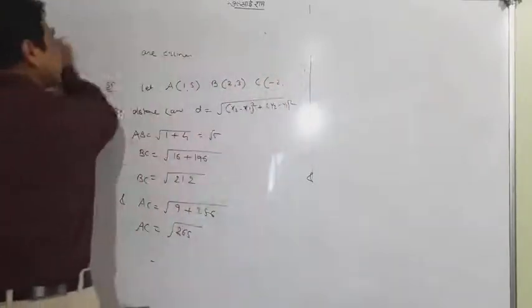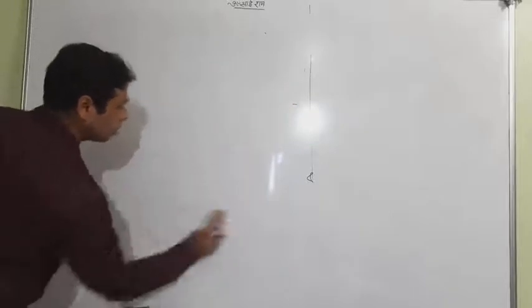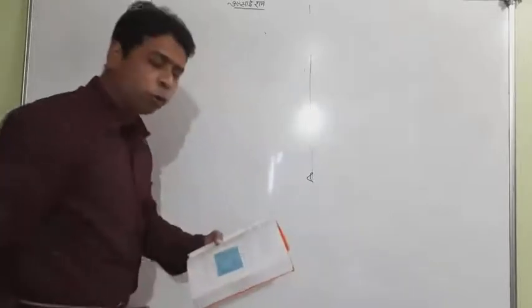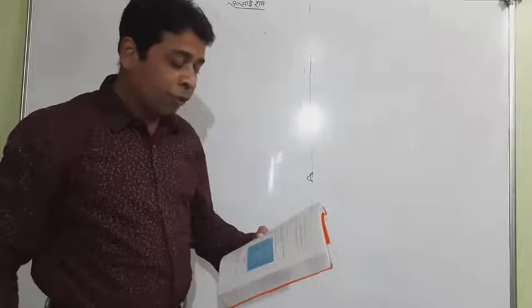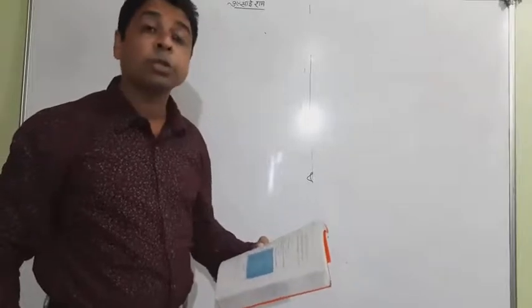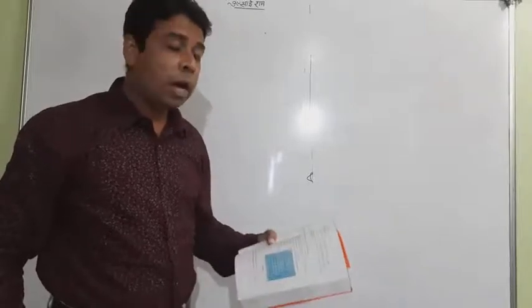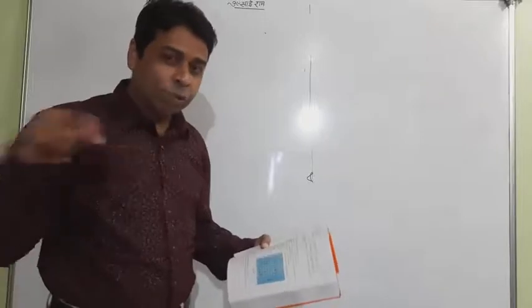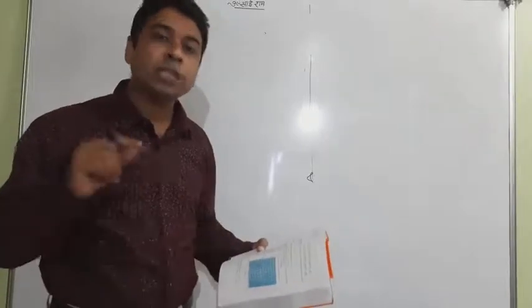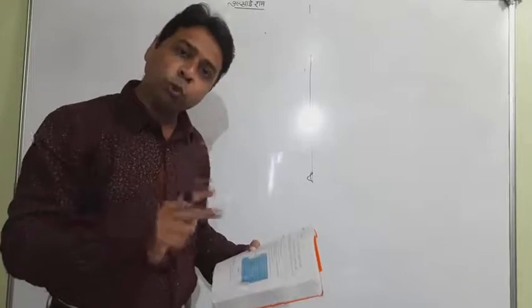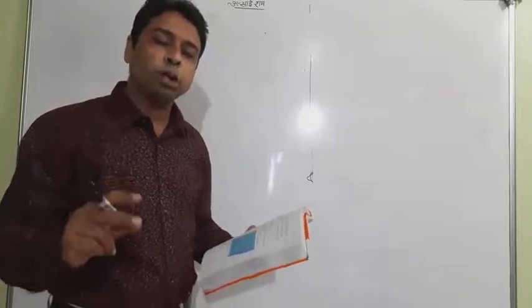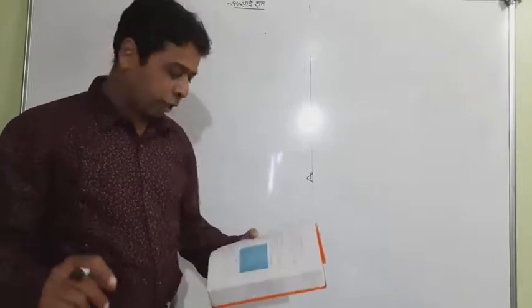Now we have some questions. So I hope question number 4 you can make. Check whether the points are vertices of an isosceles triangle. I taught you how to prove an isosceles triangle. Any two sides should be the same, AB or BC or CA. Any two should be the same. If any two sides are the same, the triangle will be an isosceles triangle.